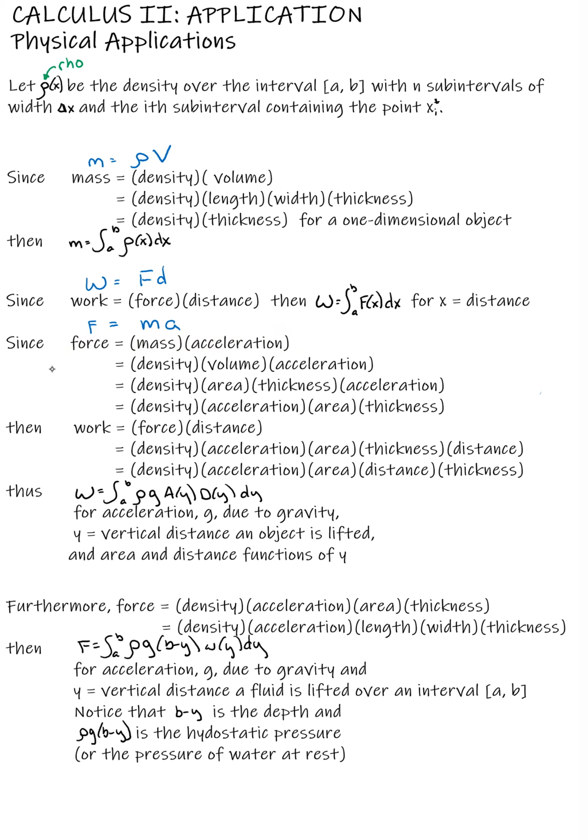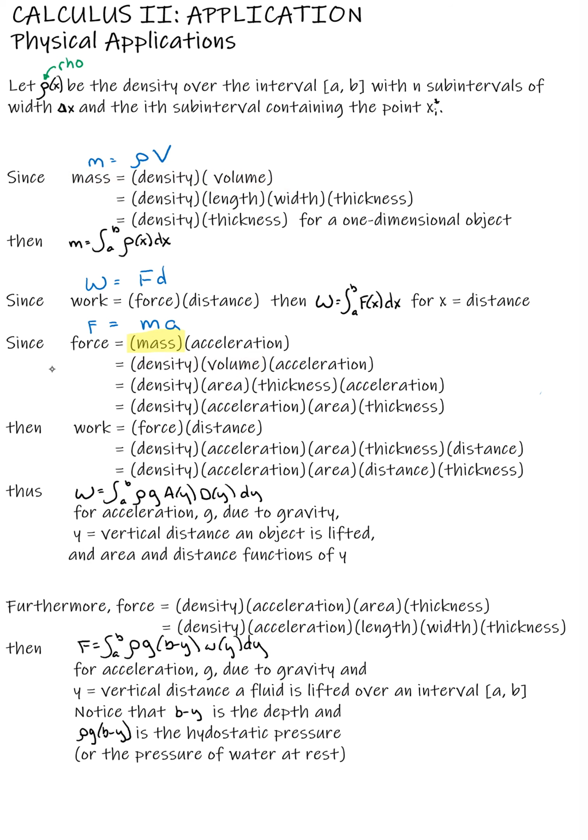Now, the mass we've seen from above. Mass is density times volume. So mass is density times volume. We still have acceleration there at the back.